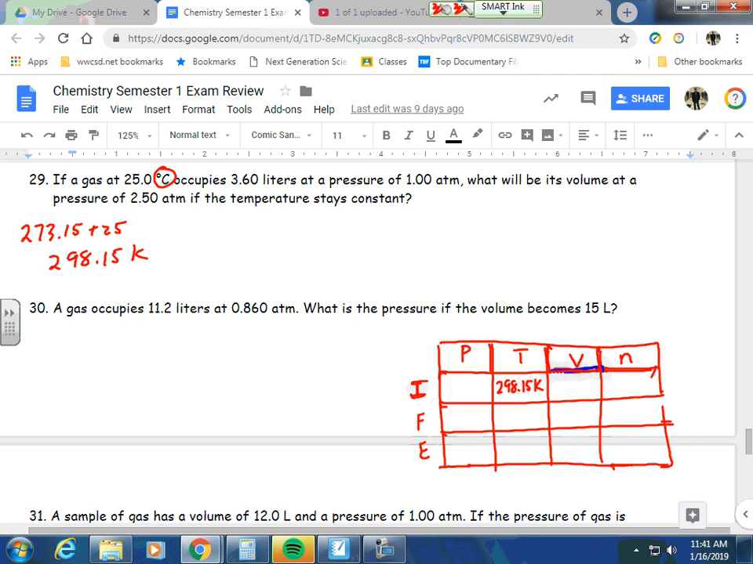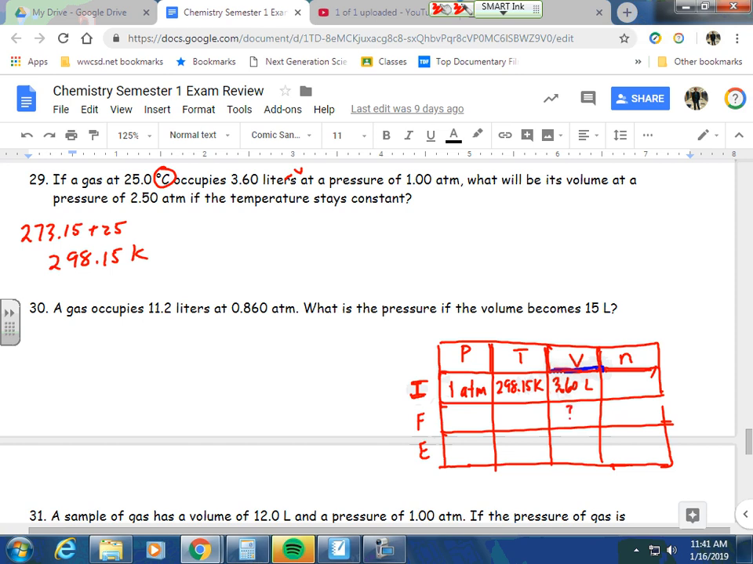And it says it occupies 3.60 liters. Again, liters, that's for volume. At a pressure of 1 atmosphere. Oh, I remember this silly problem. Made me change Kelvin. I don't think I need to. No, I don't, because here's what it says. What will be its new volume?